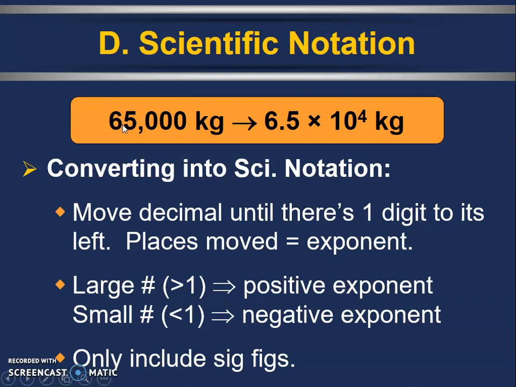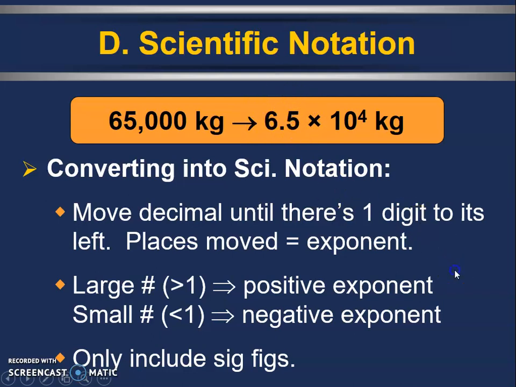Okay, I had to move it 4 times, and then that would put the decimal in between that 6 and that 5. So it becomes 6.5, still 2 sig figs, times 10 to the 4th. I had to move the decimal 4 places to get it there, so it becomes a 4. And since it's a big number over 1, it is a positive number, 10 to the 4th. Okay. Now, when counting sig figs, if you are given something in scientific notation, you only look at the number that comes before the multiplication sign. Okay, the times 10 to the exponent, none of that counts in sig figs. Okay, just the 6.5. So there's 2 sig figs there.